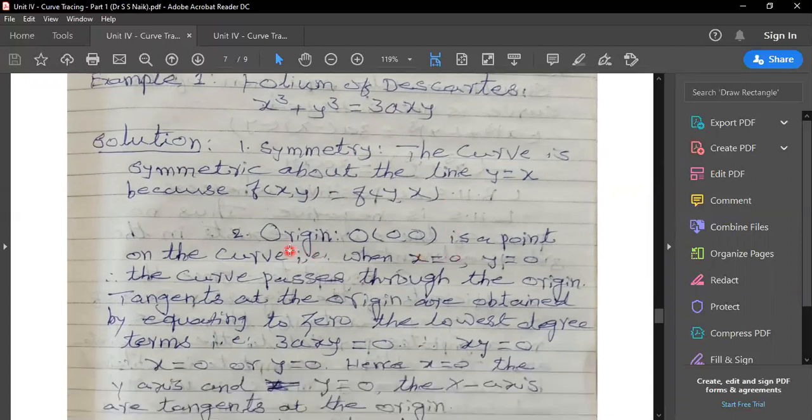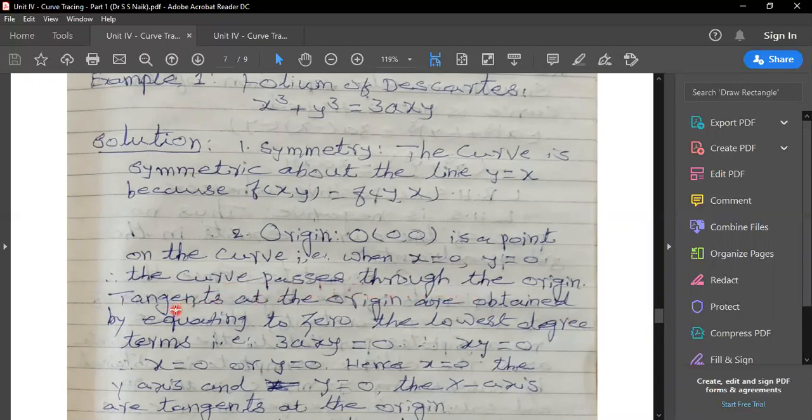The second point is the origin. O(0,0) is a point on the curve. That is, when x is equal to 0, then y is equal to 0. Therefore, the curve passes through the origin.